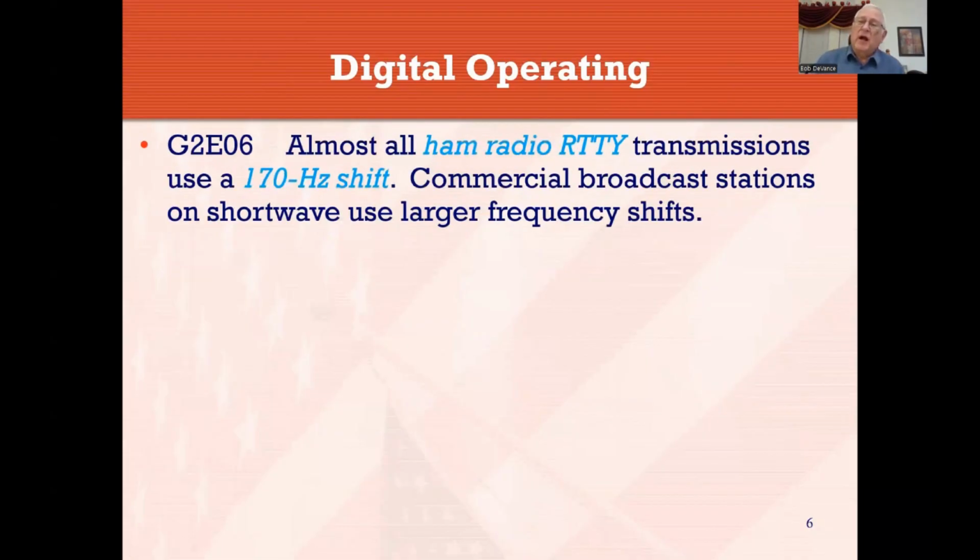Dealing with RTTY, or radio teletype communications, this was one of the earliest forms of digital for amateurs, unless you consider CW, of course, digital, which some people do. But at any rate, this was one of the early attempts to send data back and forth. RTTY uses a 170 hertz shift. It basically uses 2 tones, and it shifts back and forth between the 2 tones.